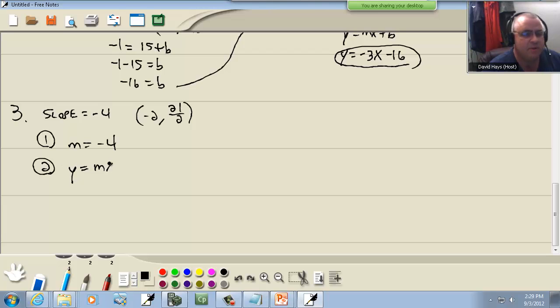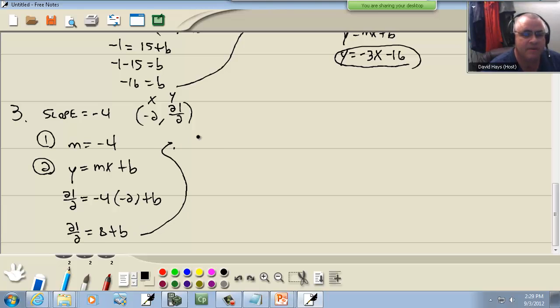Step 2, plug in the given point for x and y. Again, this is x and this is y, so we got 21 over 2 here, and also plug in m from step 1, which was negative 4, and x is negative 2, and then plus b. And then solve for b. Well, negative 4 times negative 2 is a positive 8, plus b. Take the 8 over to the other side, becomes a negative 8.